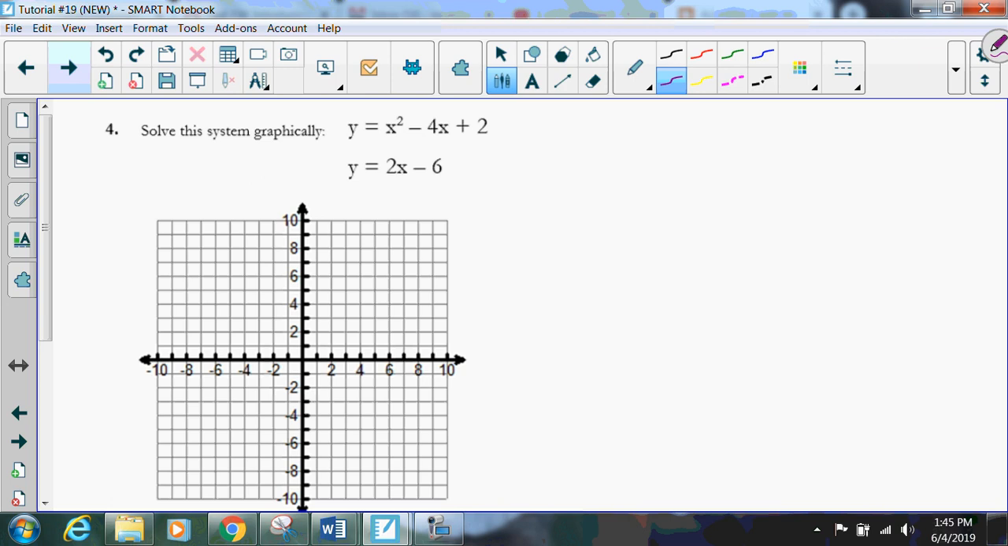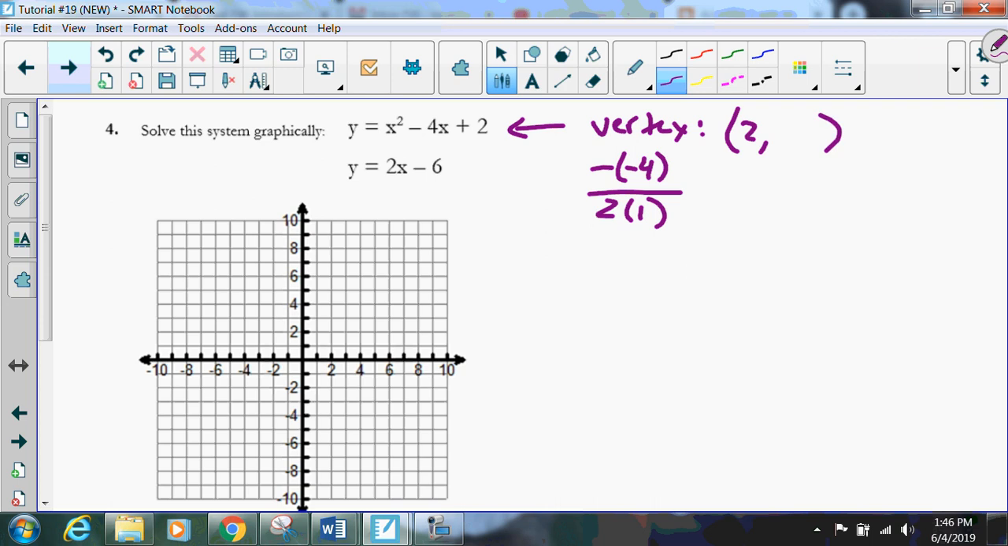I'm looking at the quadratic, and I know I can't use transformations because there's more than one term that has an x. So I'm forced to find my vertex using -b over 2a. So negative b is -4 over 2 times 1. So that's a positive 4 divided by 2, which is 2. So our x value is 2.